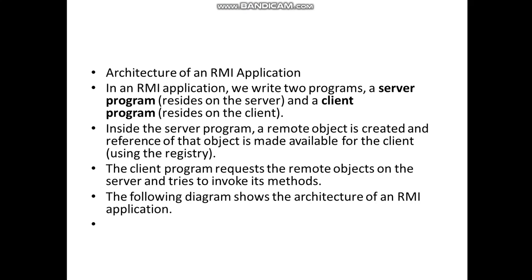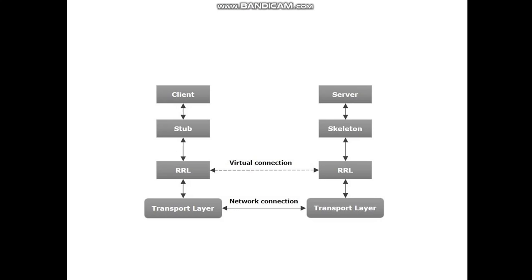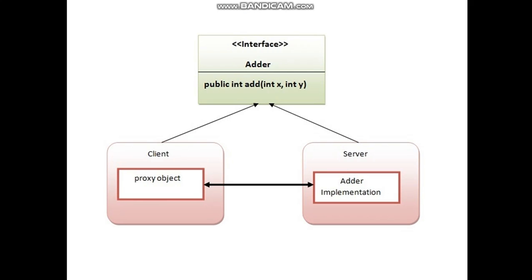So this is the RMI architecture. You can easily explain it with the client stub, RRL, server skeleton, RRL and the transport layer. These are on both the client and server side. The example is a very simple addition of two numbers, which easily explains the concept.